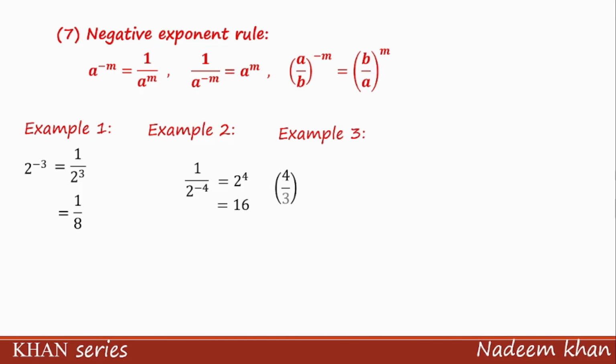Example 3, 4 divided by 3 whole power minus 2. Take the reciprocal and make the exponent positive. We get 3 divided by 4 whole power 2. Now distribute the exponent to both numerator and denominator. We get 3 to the power 2 divided by 4 to the power 2, which is 9 divided by 16.